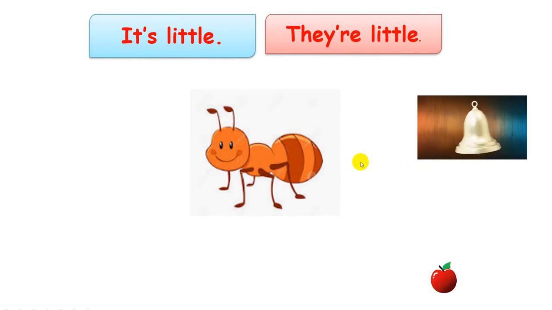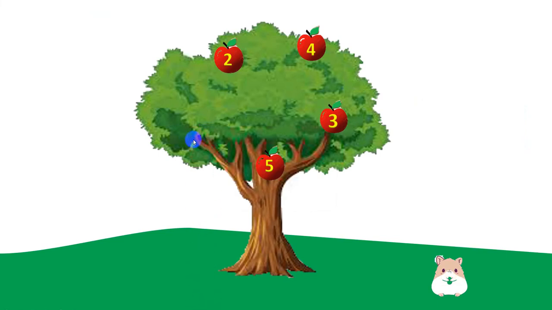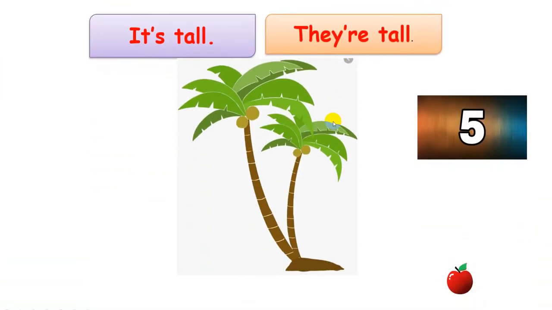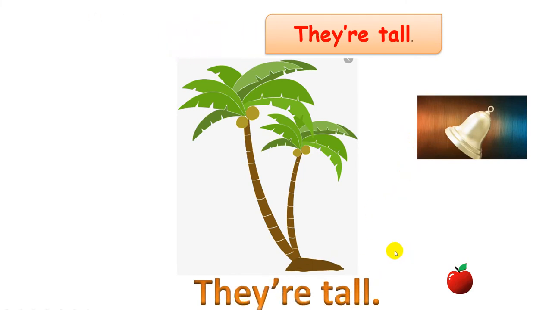Time's up. What's your answer? The answer is little. Good. Repeat. Is little. Good. Okay, now I will choose number three. You can see two trees here. You say, is tall? Are they tall? Okay, what's your answer? I will show you and check. They're tall. Good. Repeat one more time. They're tall. Good job.